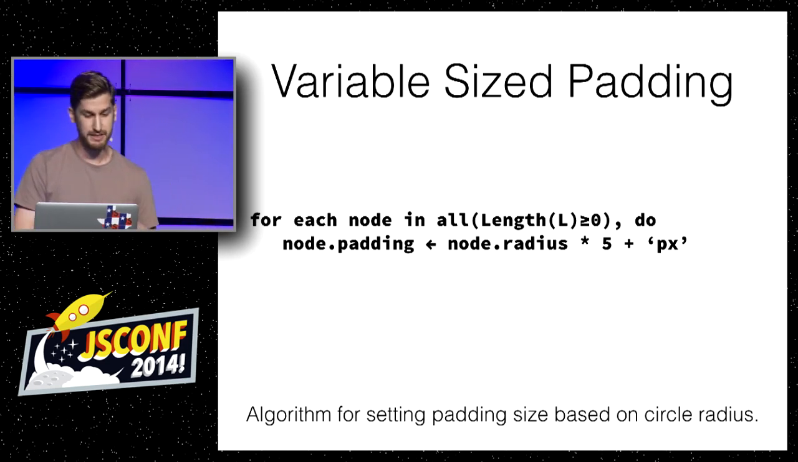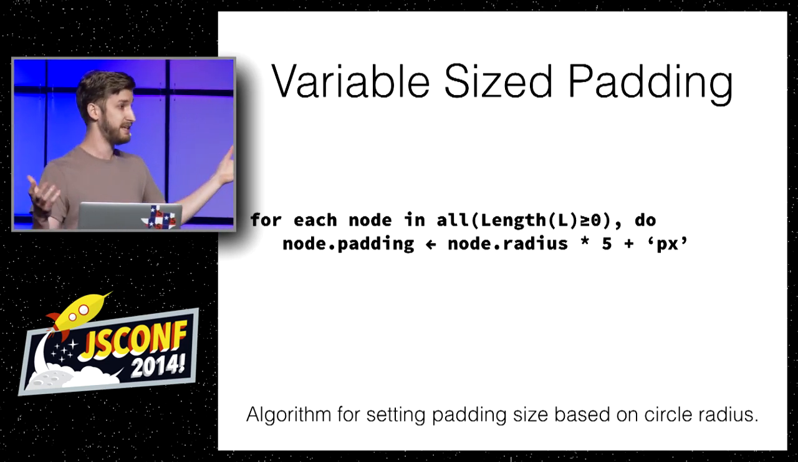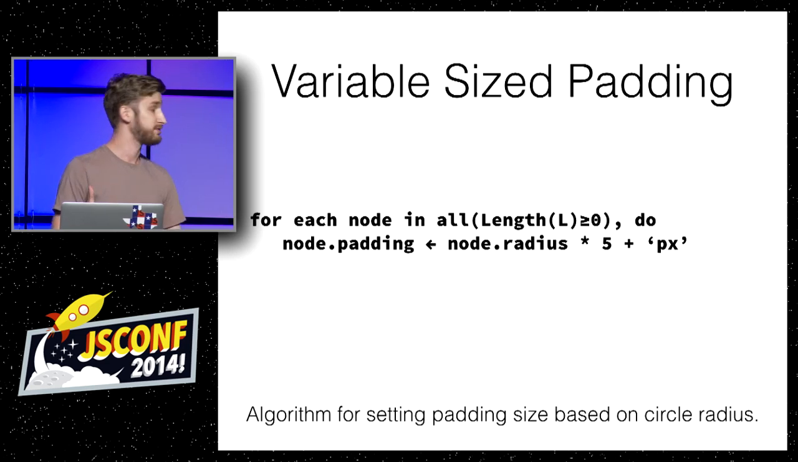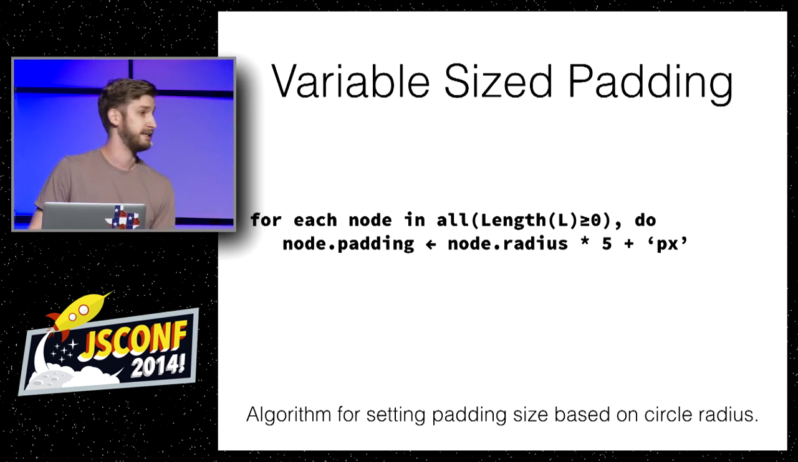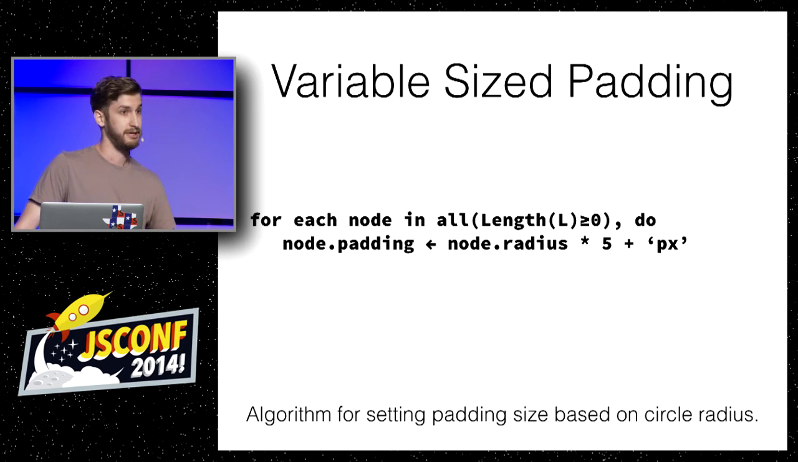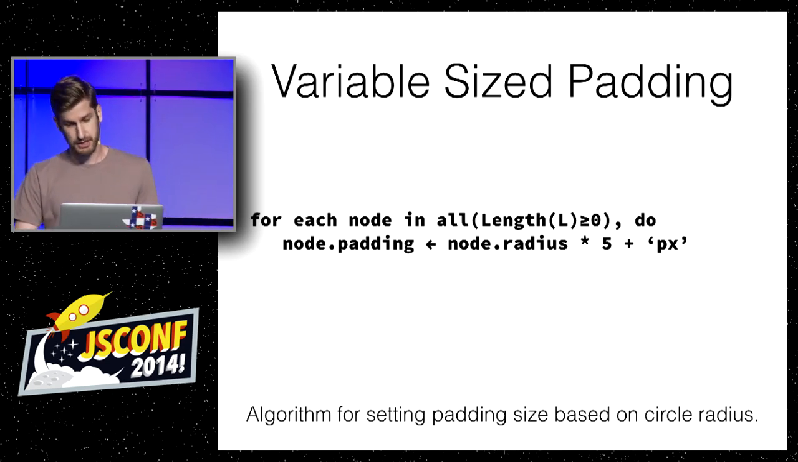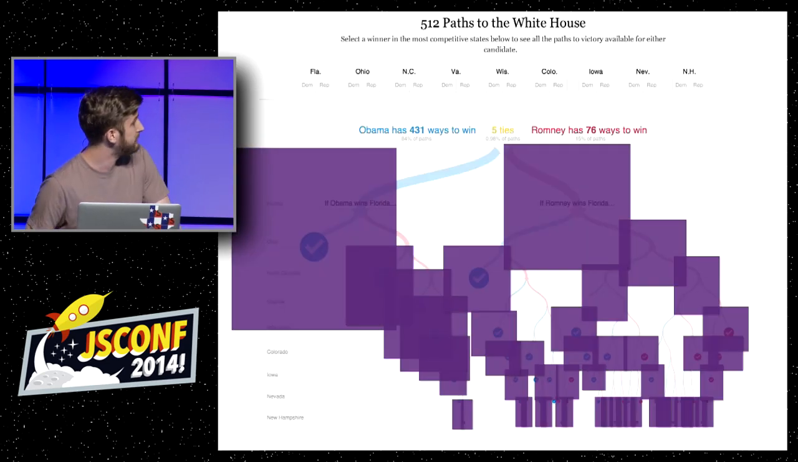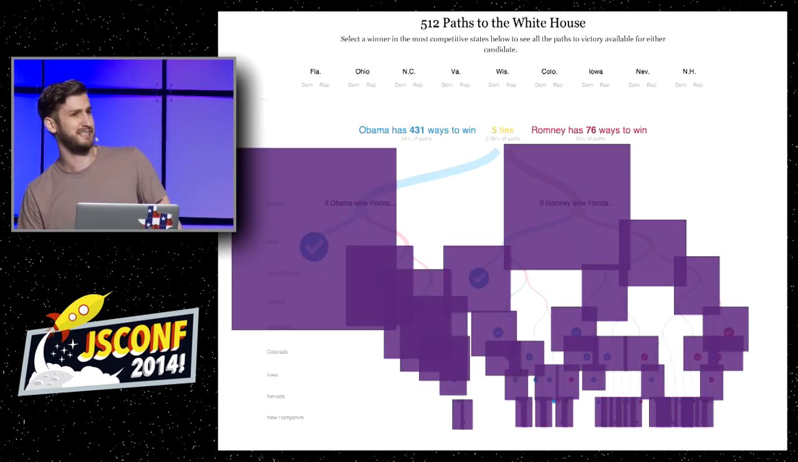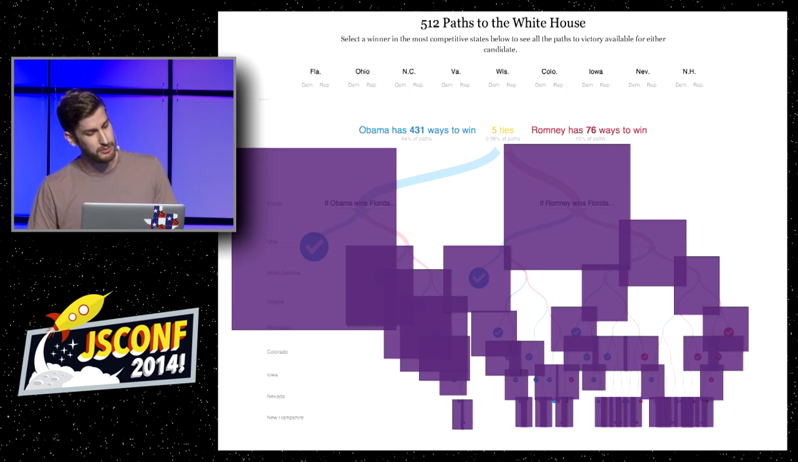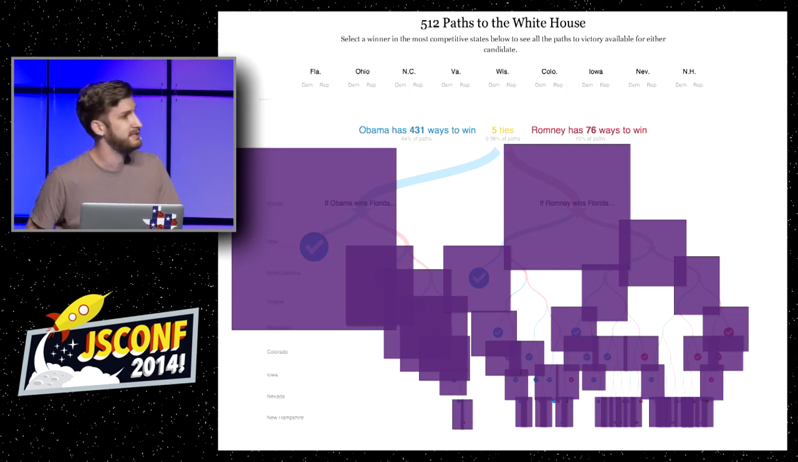What I was trying to go for is the bigger circles up top should have a bigger hit state. So if it's 10 pixels in radius, it would have 50 pixels of padding. The smaller circles, 2 pixels in radius, would only have 10 pixels in padding. This could potentially work. I decided to draw this out on top of 512 Paths to the White House. It ends up looking something like this. So we do technically do one job of increasing the hit state.